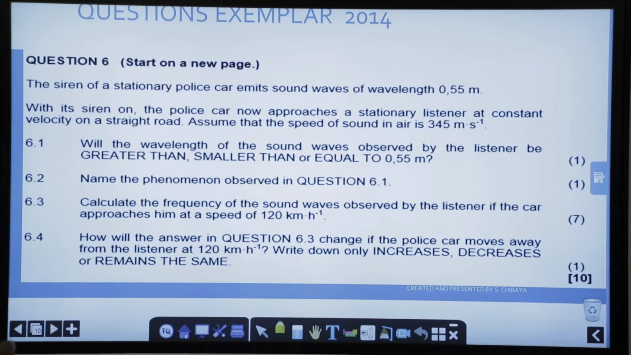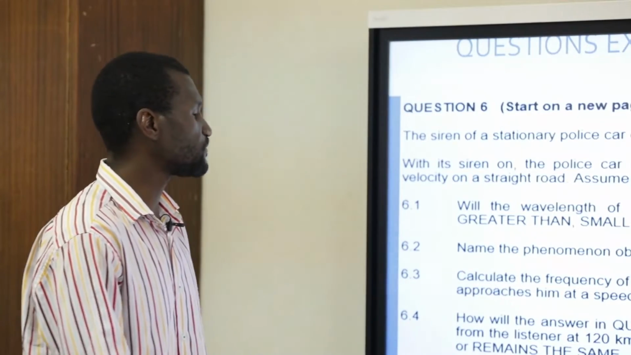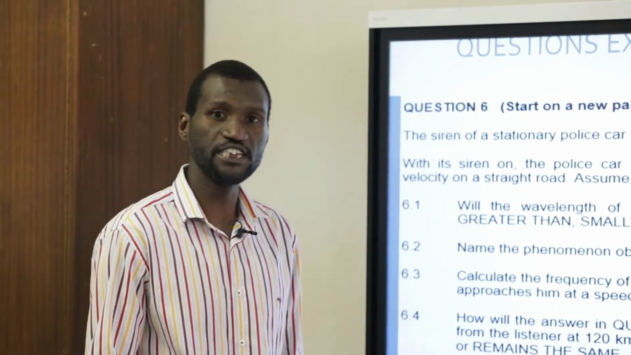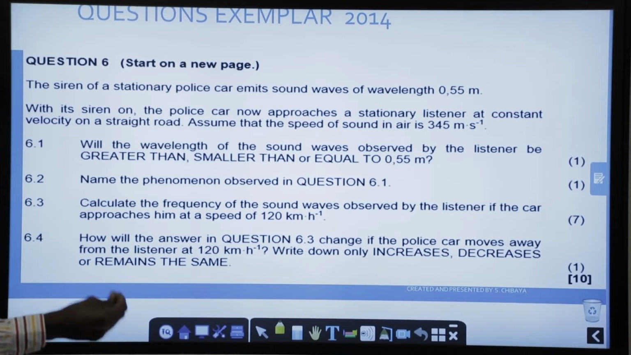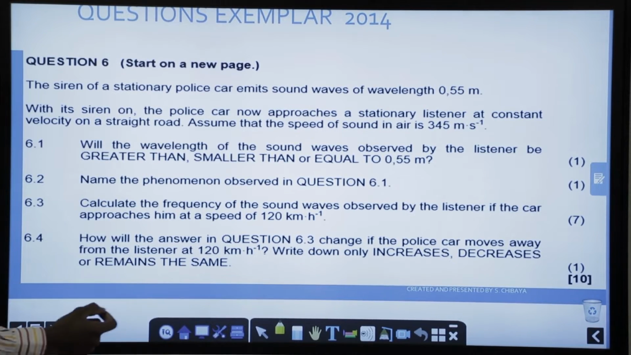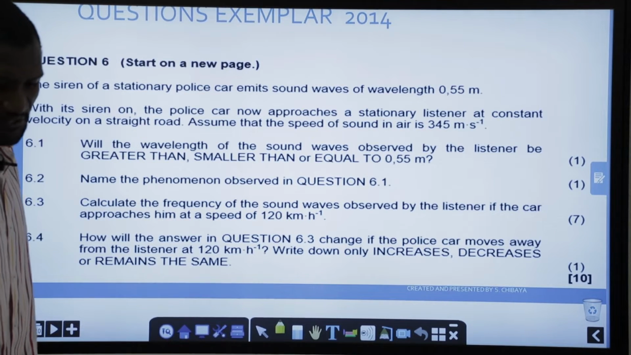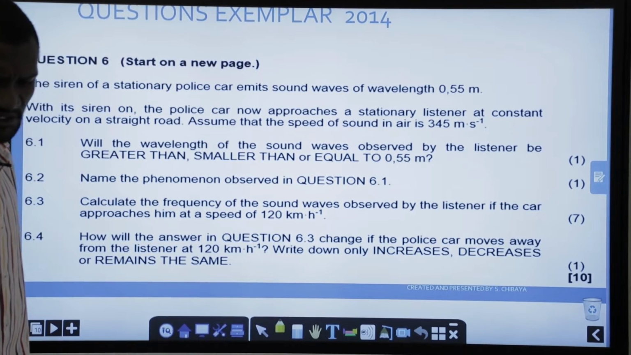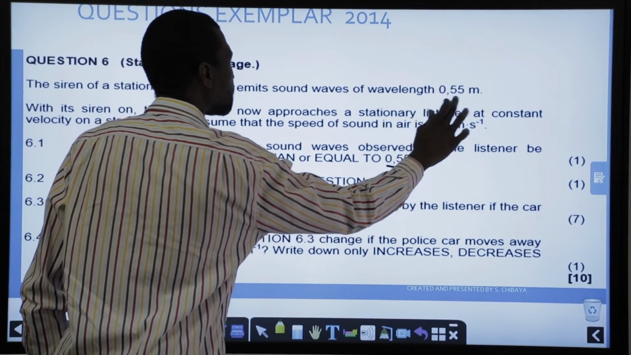With its siren on, the police car now approaches a stationary listener at constant velocity on a straight road. Assume that the speed of sound in air is 345 meters per second. So the speed of sound in air is the value of v in this instance. Will the wavelength of the sound waves observed by the listener be greater than, smaller than, or equal to 0.55? So that's something for you to think about here.